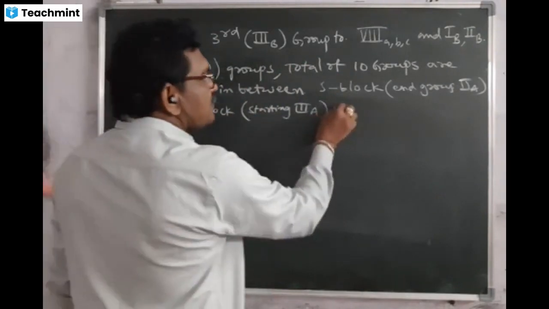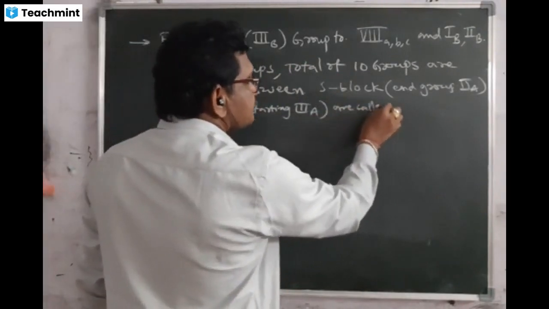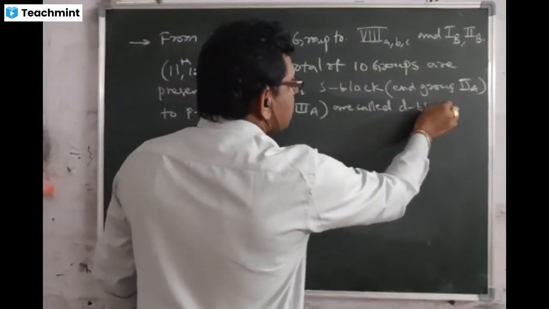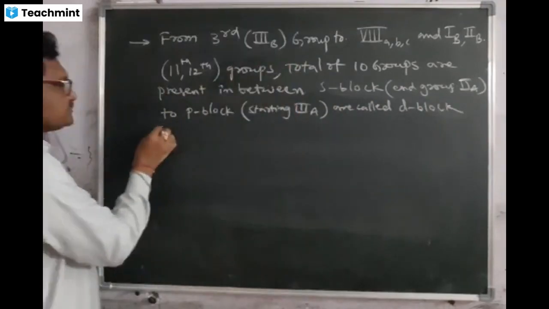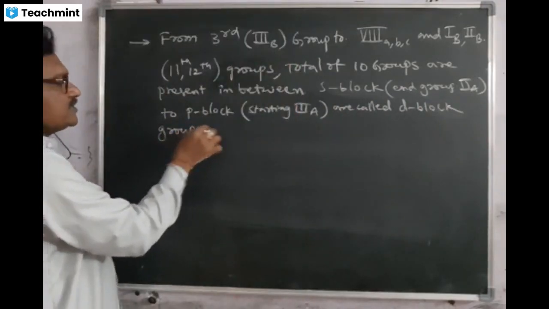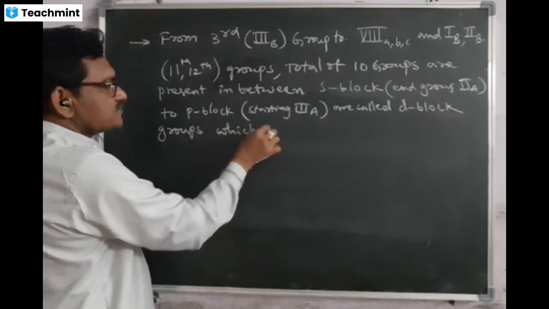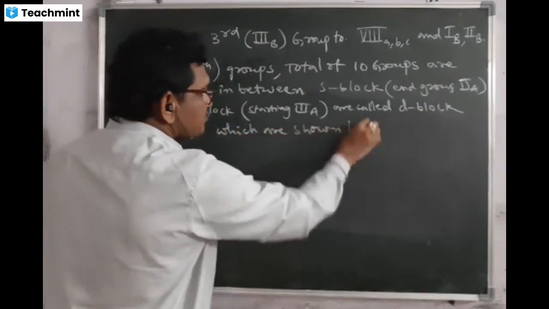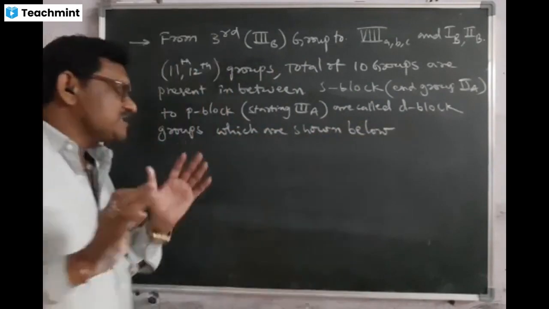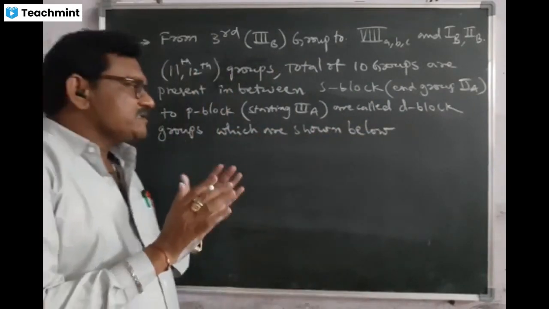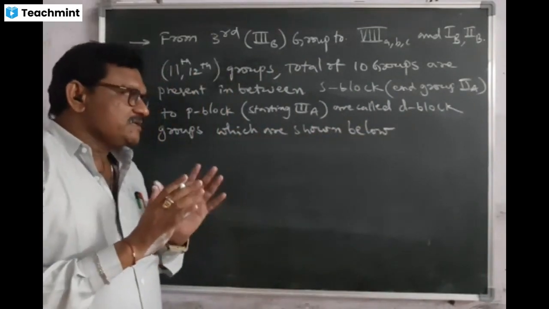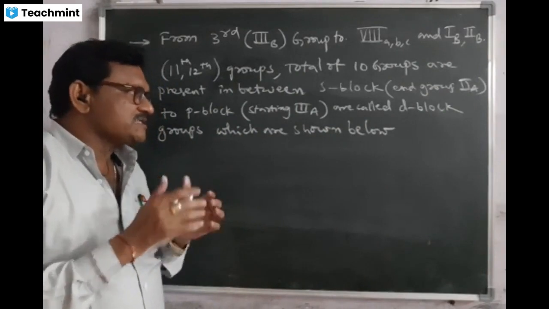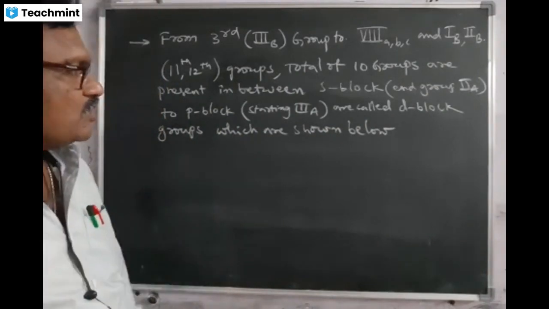Okay, these are called D block groups, which are shown below. You write down. Try to understand slowly because it's a complicated, complex topic. It takes some time to understand, but don't bother. Go on practicing.